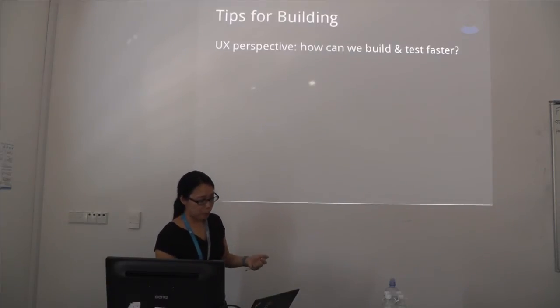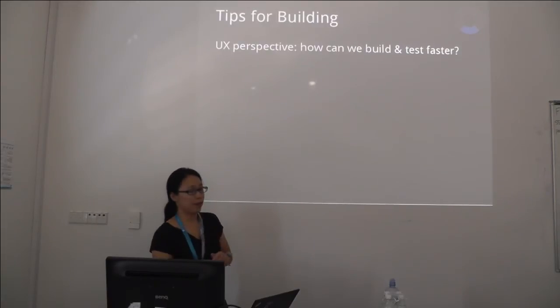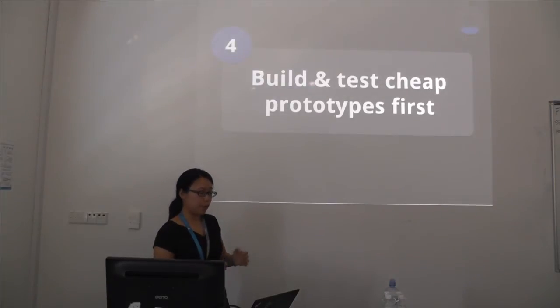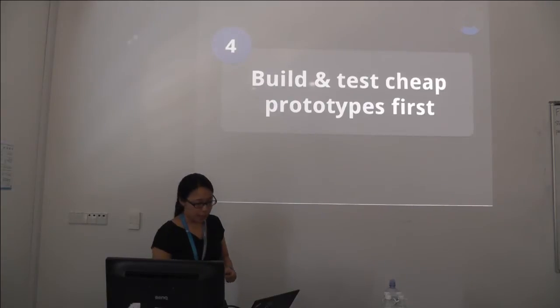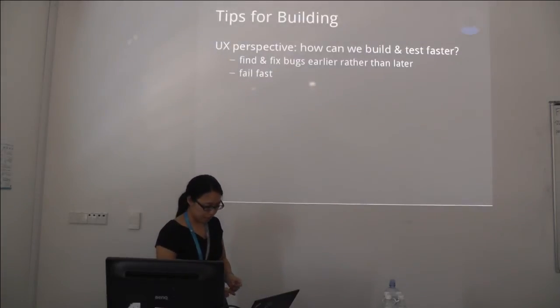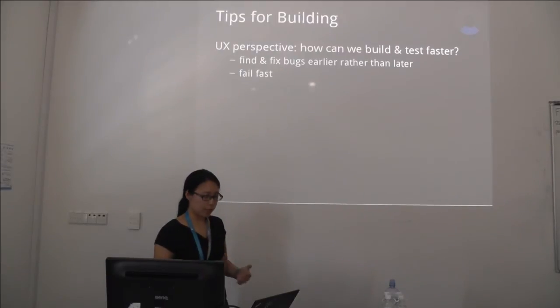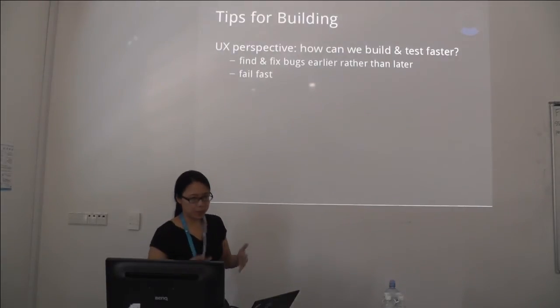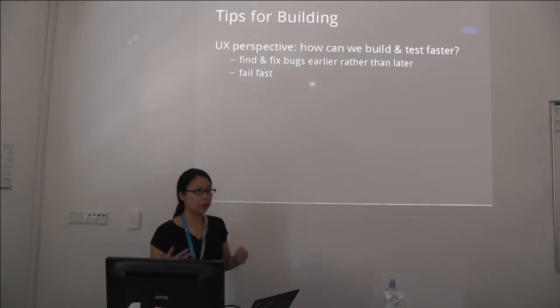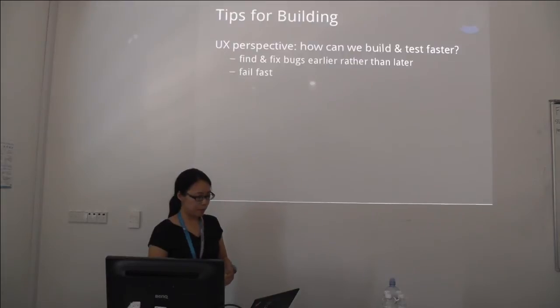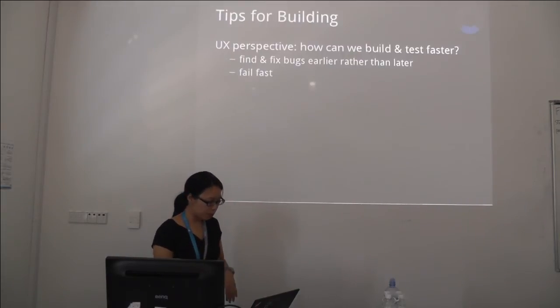But from a UX perspective, what we're actually looking for is how can we build and test fast? And so this doesn't mean we have to build something that's really fancy, but how can we best build and test cheap prototypes first? And so what do I mean by cheap prototypes? These typically aren't fully functional. They're meant to be rough and dirty sketches or outlines of what the fully functional product is supposed to look like. But the purpose of the cheap prototypes is to identify bugs earlier rather than later, so that if something doesn't work, you fail fast. And so you can then focus on other design solutions and move on to maybe better options on the table.